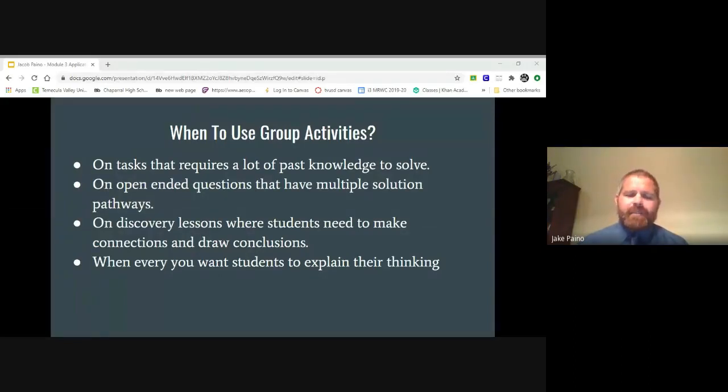Basically, whenever you want students to explain their thinking, put them in groups. Have them talk to each other. If you try to do it as a whole class, you only get to hear one or two voices. But when they're working in groups, everyone's voice is heard. So group activities help with this.